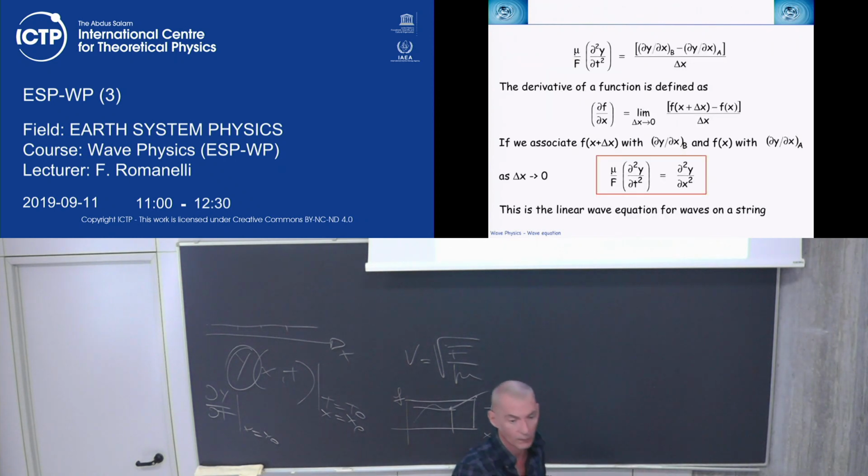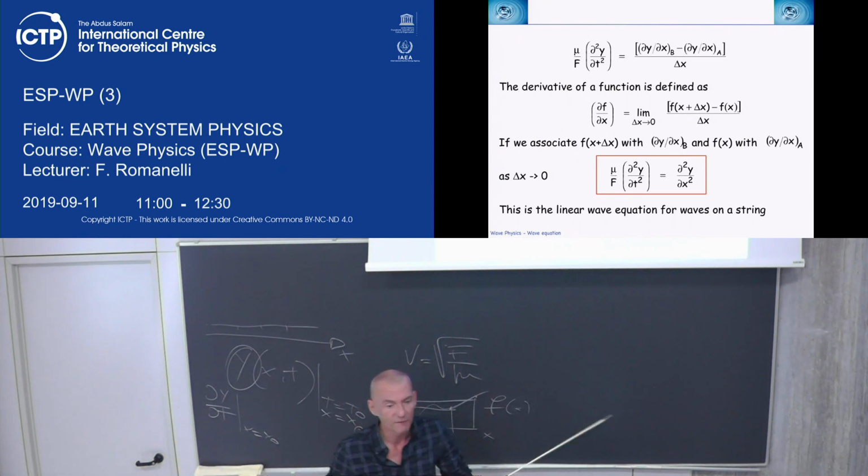The ratio of mu to F, that's the linear density to that of the force, can be re-expressed as the inverse of the velocity squared. Wait, I was running too fast. I was simply saying, look, that's a differential equation, a PDE, partial differential equation, second order.